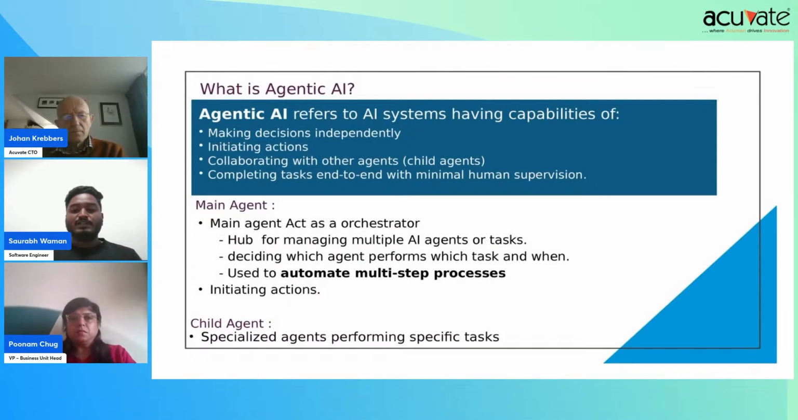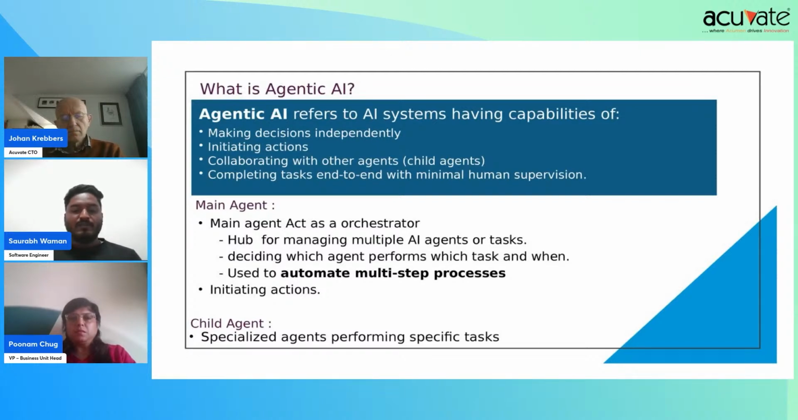So basically, agentic AI is an AI system which has the capability of making its own decisions, and it helps to perform actions without human intervention. It will work with the other agents. As I mentioned, we are currently using child agents, so it will work with child agents and take actions accordingly.